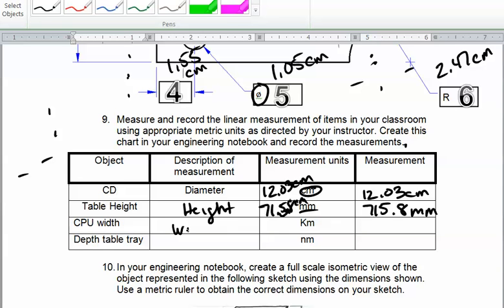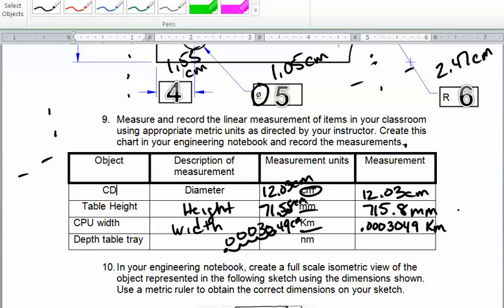CPU width, well, if you haven't started to catch on yet, we're measuring the width. I measured it to be 30.49 centimeters. They're wanting it in kilometers. Kilometers is 1, 2, 3, 4, 5 spots to the left. So I need to move my decimal 5 spots to the left. 1, 2, 3, 4, 5. I fill in with zeros and I get 0.0003049 kilometers. Not a very big measurement.